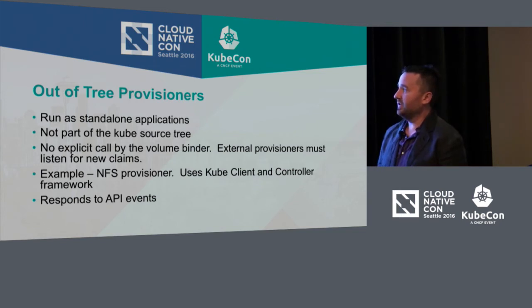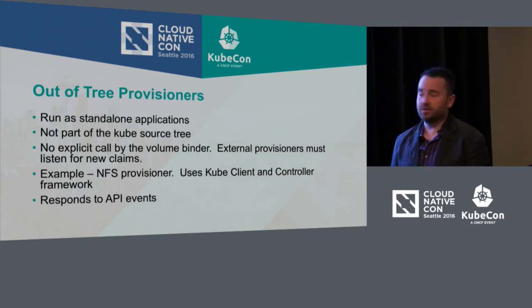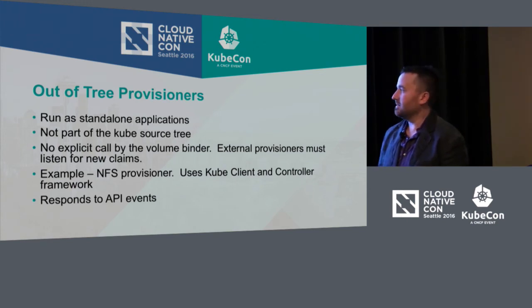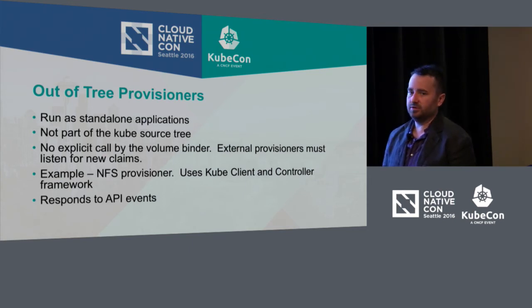Out-of-tree provisioners have no explicit call by the volume binder. It's up to the external provisioner itself to listen for the claims and to create storage based on the events coming in. The binder is completely out of the picture in this. And we have a pretty solid example with our NFS provisioner. It's something that we are trying to walk through incubation, and it should be the basis for any out-of-tree provisioners that people may write.